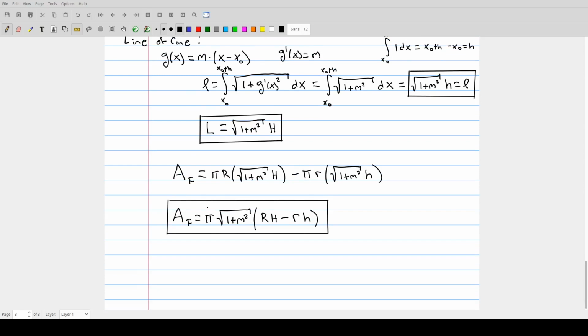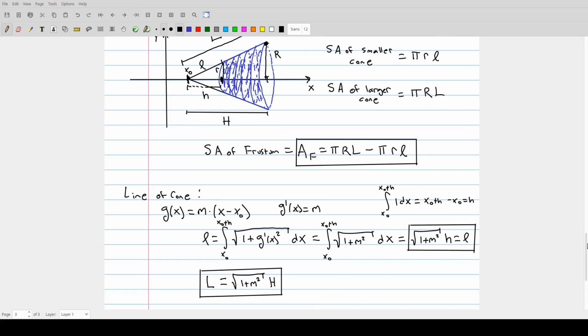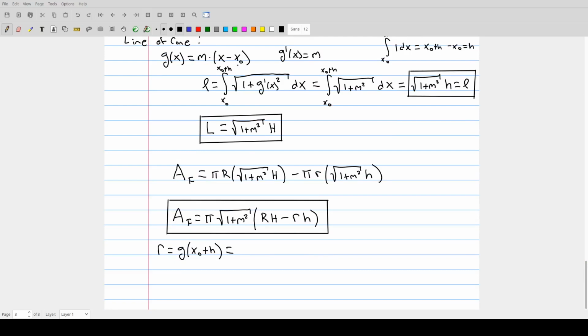Sure enough, for the lower cone, for the smaller cone, r, the radius of that smaller cone, is exactly equal to the value of g of x at x naught plus h, or the value of the function g of x at this point right here. And if g of x is m times x minus x naught, that means that g of x naught plus h is going to be m times x naught plus h minus x naught, which is just our formula for the line. So this means that lowercase r is just going to be m times h.